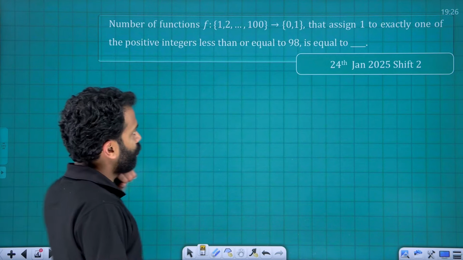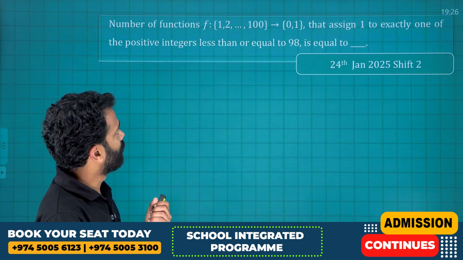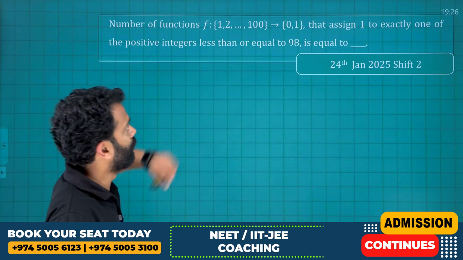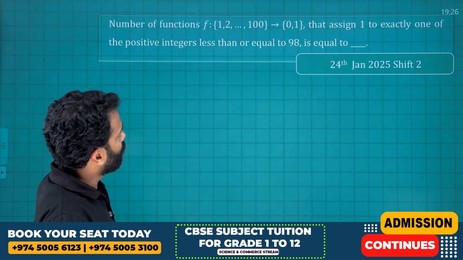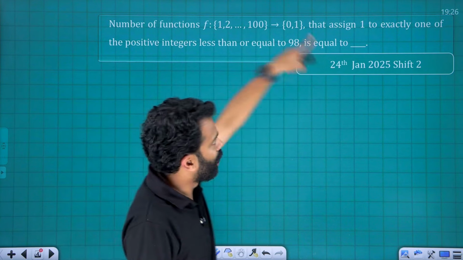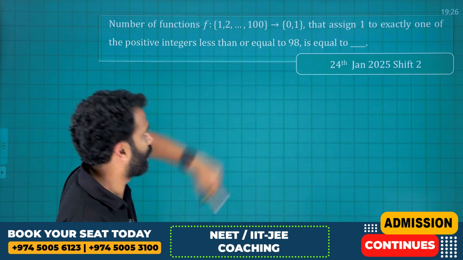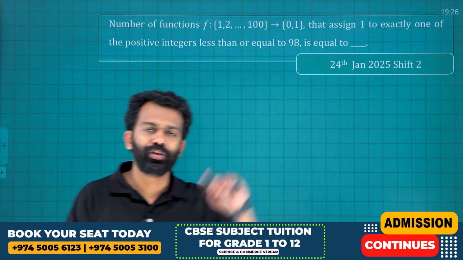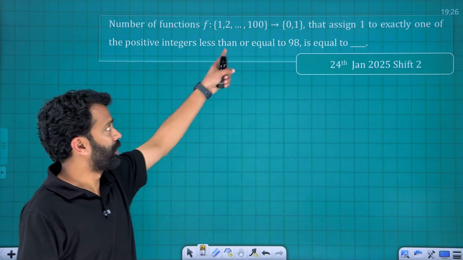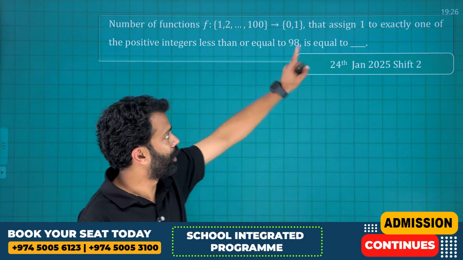Yes, an integer type question and a very easy one. Okay. See, the number of functions: 100 elements are there in the domain. The codomain has only 2 elements. The number of functions that assign 1 to exactly one of the positive integers less than or equal to 98 is equal to. You got the question? Just read the question one more time. The number of functions from domain to codomain that assign 1 to exactly one of the positive integers less than or equal to 98 is.